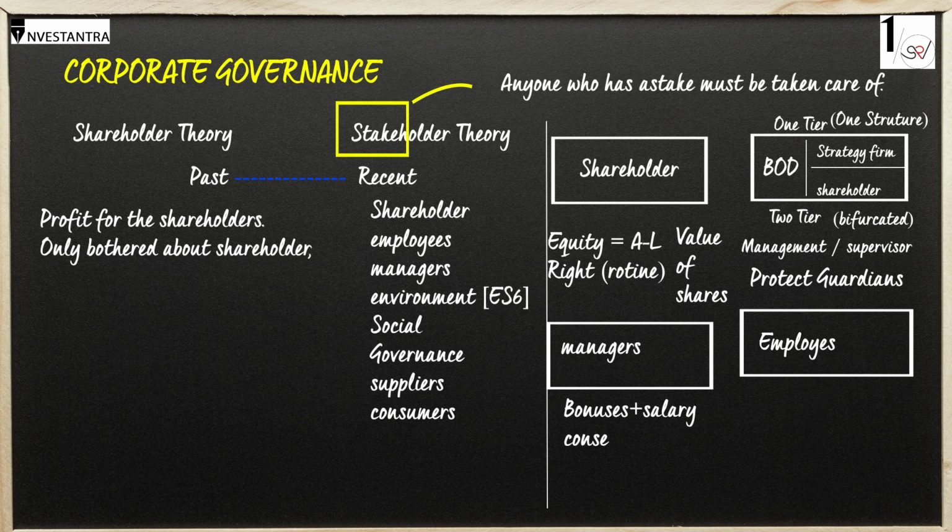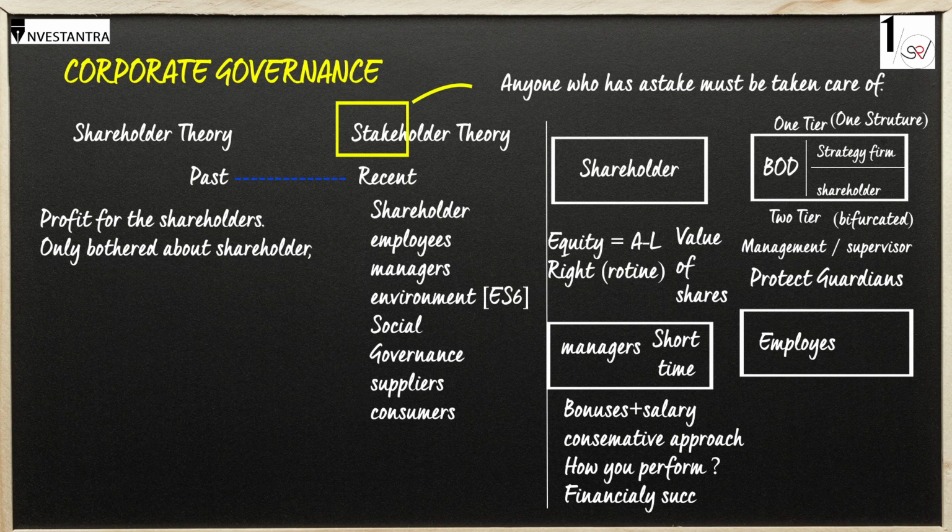Okay, so in a one-tier board structure, what happens is there's just a single board, right? I mean, that's pretty obvious because you have the word one. You just have one structure. Here it is bifurcated. When I say one-tier structure, it implies that both the executive and non-executive board members are on the same board. Here, in a two-tier structure, you will have a management board and a supervisory board, right?